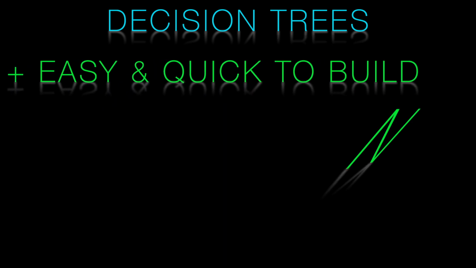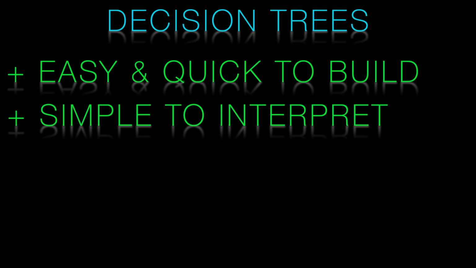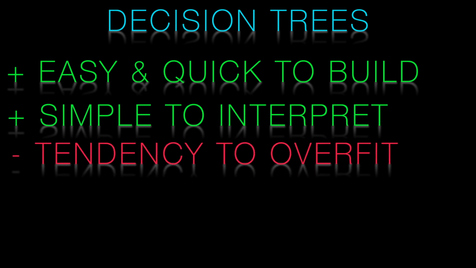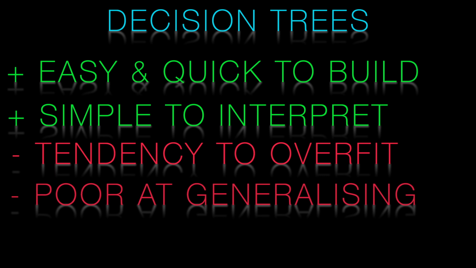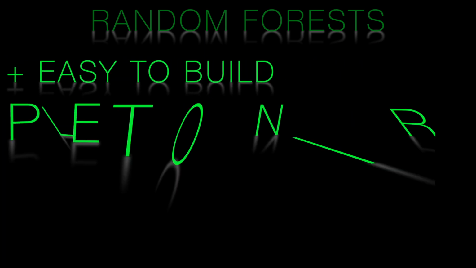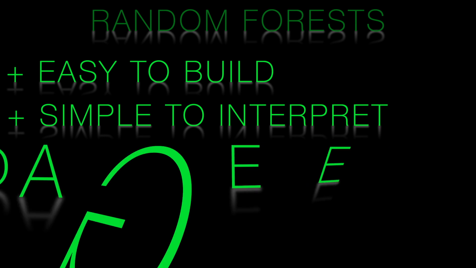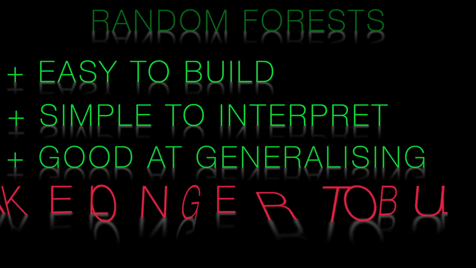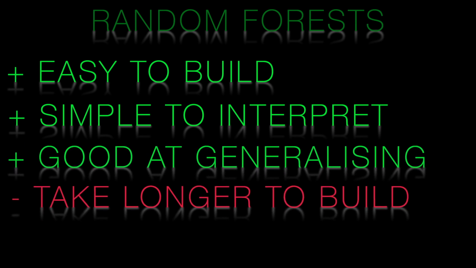Decision trees are easy to build and very easy to interpret, but they do have a tendency to overfit, meaning that they can perform well on the training data but aren't as good at generalizing when shown out of sample information. Random forests retain the simplicity of building and ease of use of decision trees, but are much better at generalizing and performing on data that they have not seen.